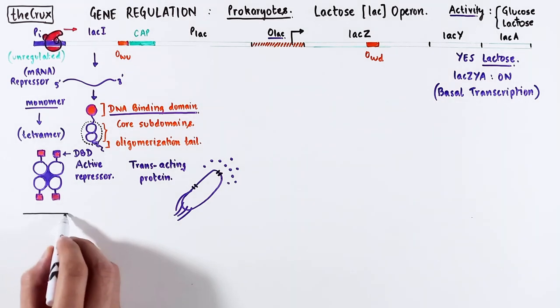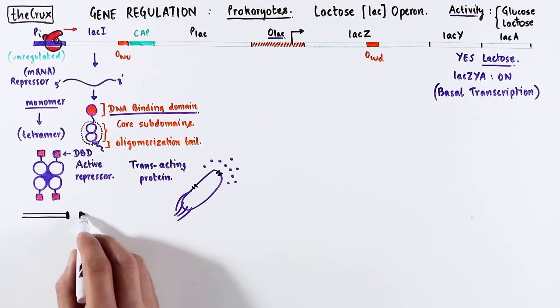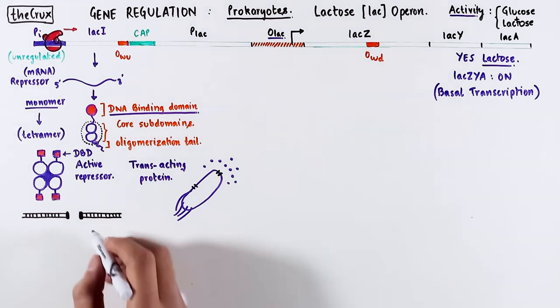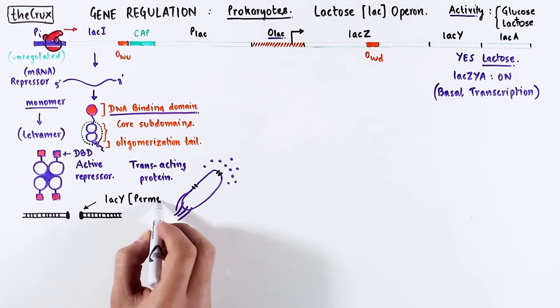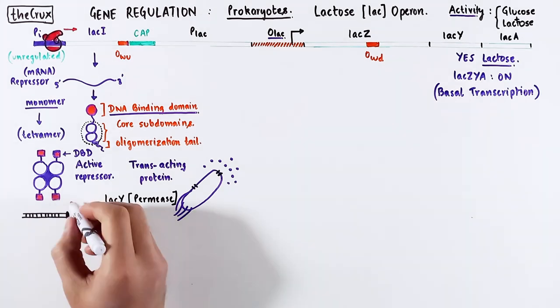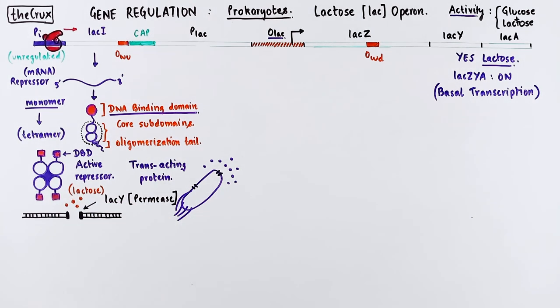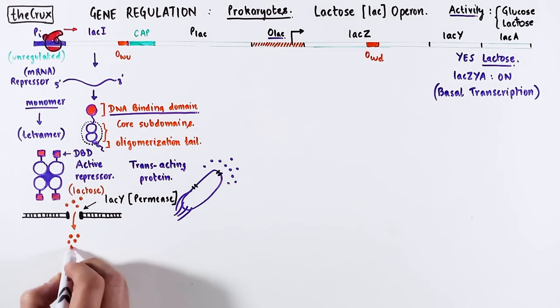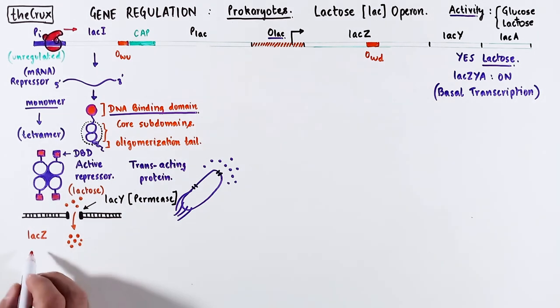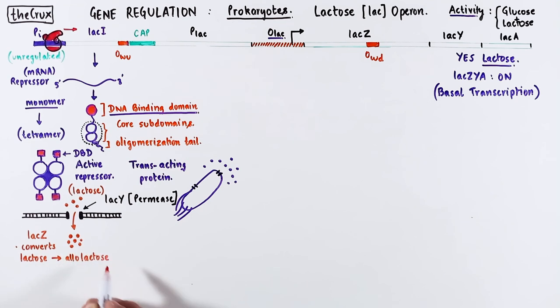If we zoom into the cell membrane, we will find LacY, which is this membrane-bound protein called permease, and LacY is expressed at a basal level. So this permease allows the lactose from the outside of the cell to be transported into the bacteria. When the lactose is inside, the basal level expression of LacZ, which makes the beta-galactosidase enzyme, converts the lactose into allolactose, because we said in the beginning that it has the transglycosylation activity.